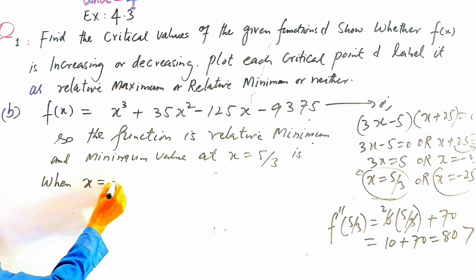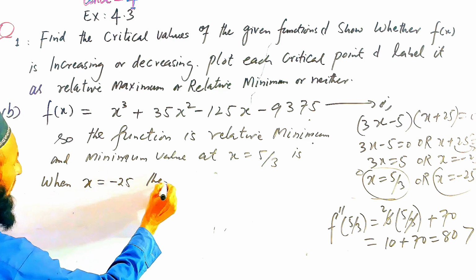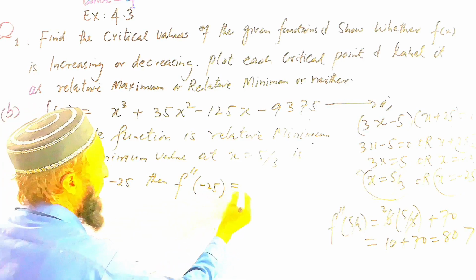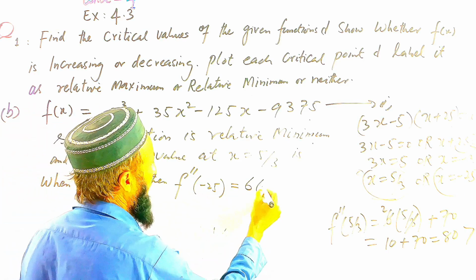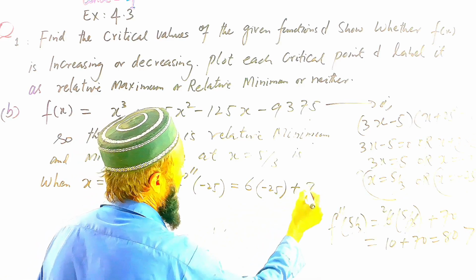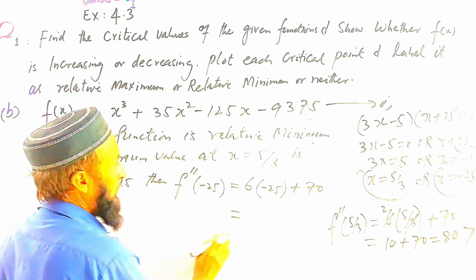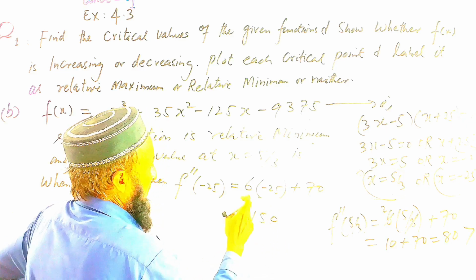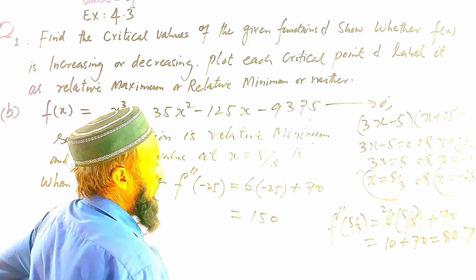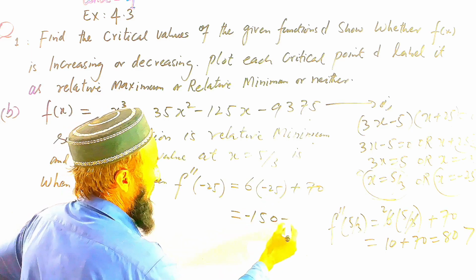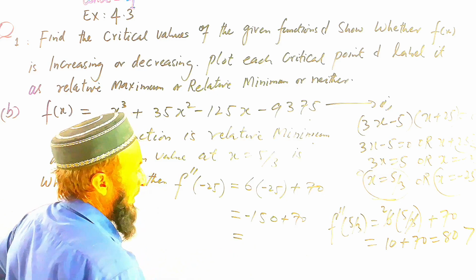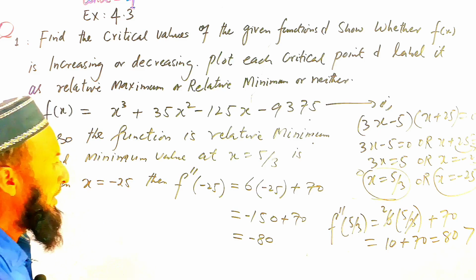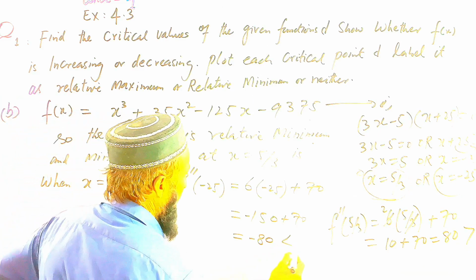When x is equal to minus 25, then f double dash of minus 25 is equal to 6 times minus 25 plus 70. So what is the result? Minus 150 plus 70, so we get minus 80. Minus 80 is less than 0.